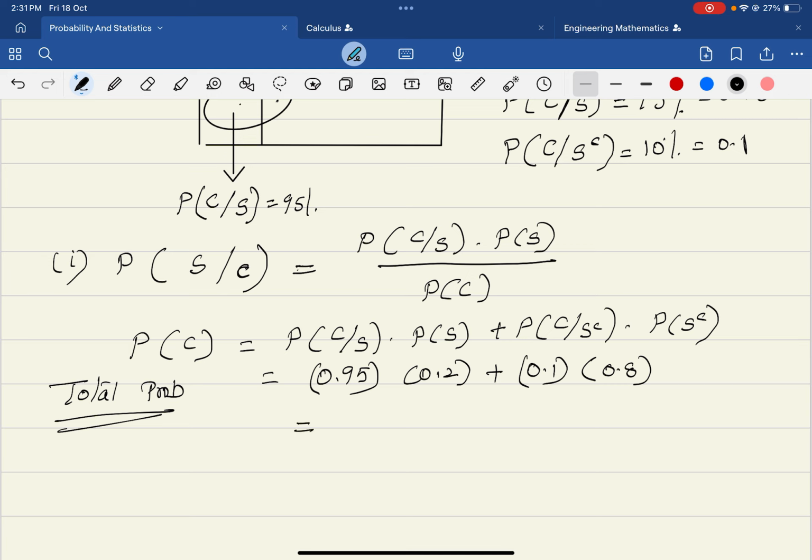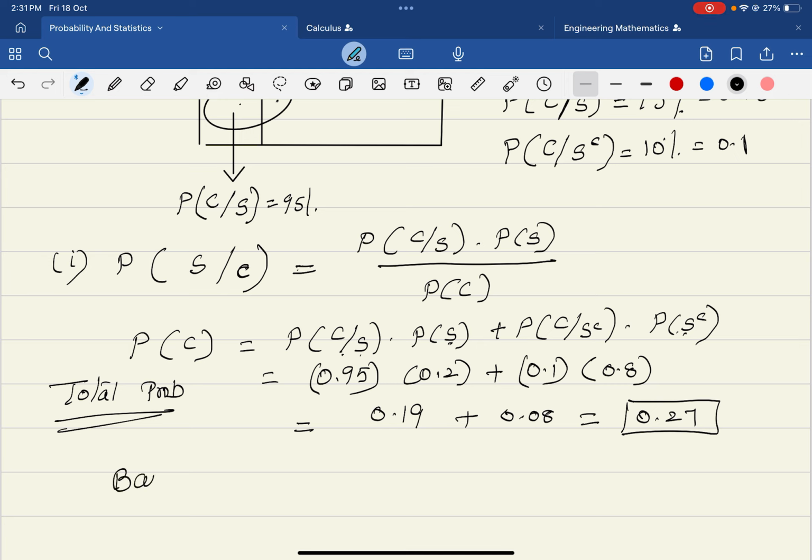Let us do this calculation to get the solution. 0.95 times 0.2 is 0.19, and 0.1 times 0.8 is 0.08, correct? 0.08 plus 0.19 gives you 0.27. So this is the probability of identifying an email as spam. If it is spam, it is P of S times P of C given S. If it is non-spam, it is P of S complement multiplied by P of C given S complement. So we got the total probability.